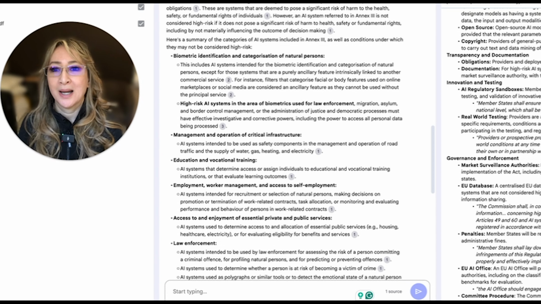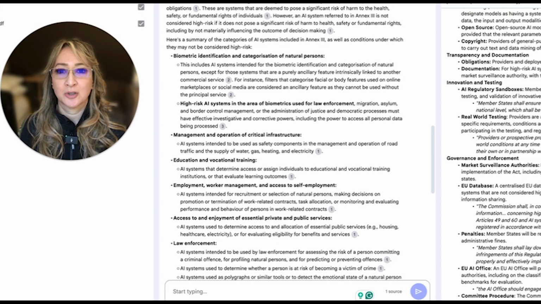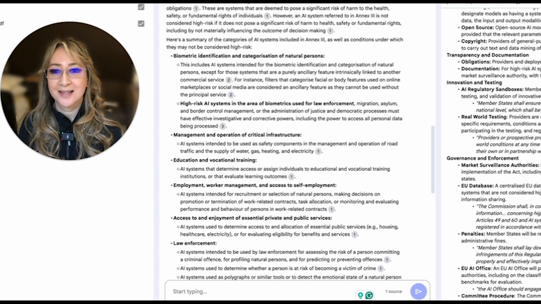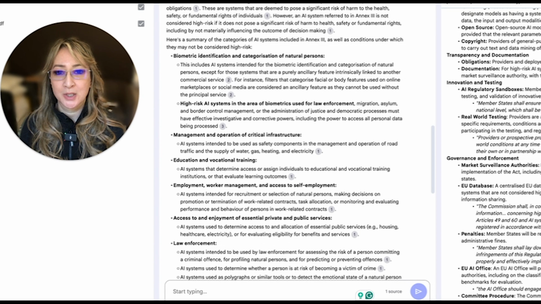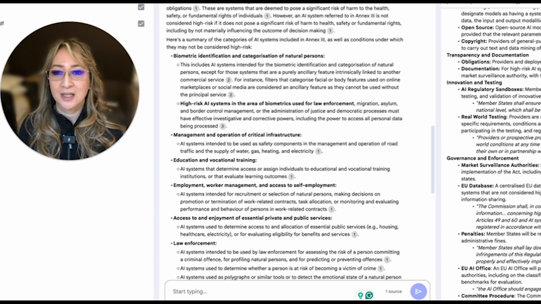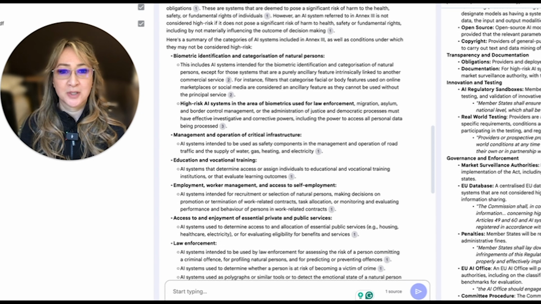So, biometric identification and categorization of natural persons. All right, that's been discussed before. We've got high-risk AI systems in the area of biometrics used for law enforcement. That's high risk. And it talks about migration, asylum, and border control management, or the administration of justice and democratic processes must have effective investigative and corrective powers, including the power to access all personal data being processed.